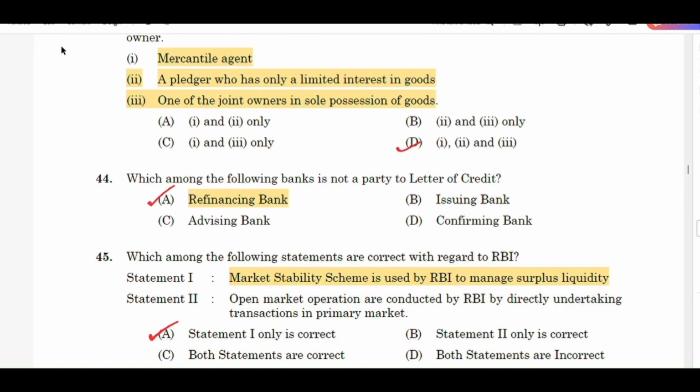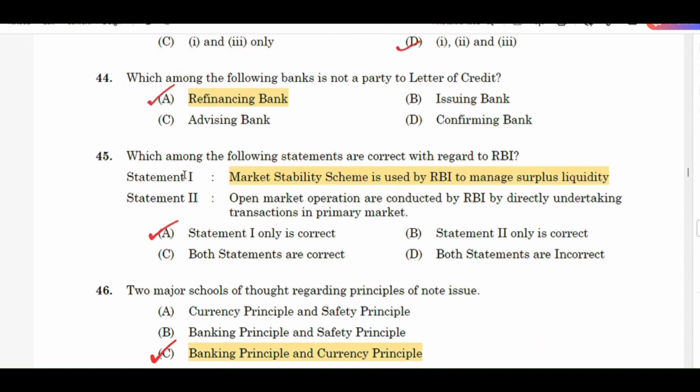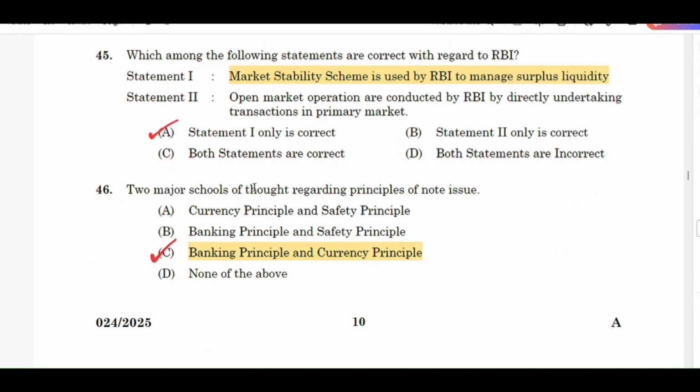of goods. Next question, which among the following banks is not a party to letter of credit? Answer is option A, refinancing bank. Which among the following statements are correct with regard to RBI? Answer is option A, statement 1 only is correct. Statement 1, market stability scheme is used by RBI to manage surplus liquidity. Next question, two major schools of thought regarding principles of note issue. Answer is option C, banking principle and currency principle.